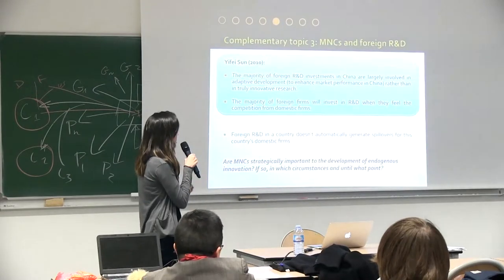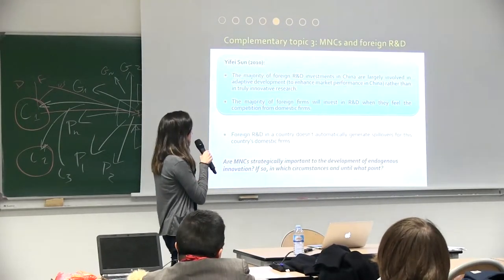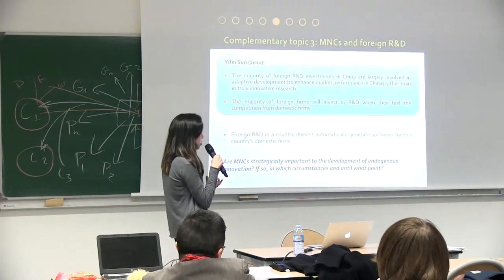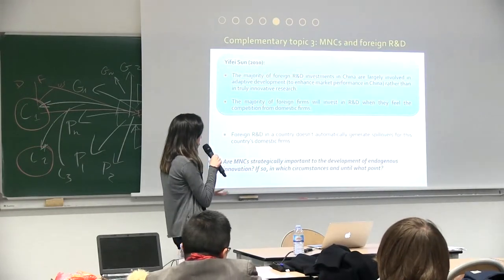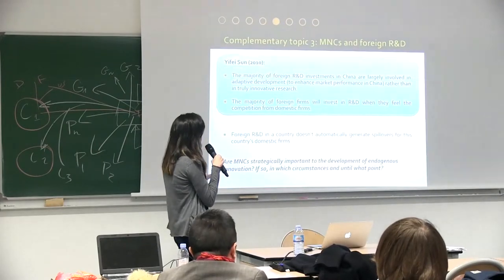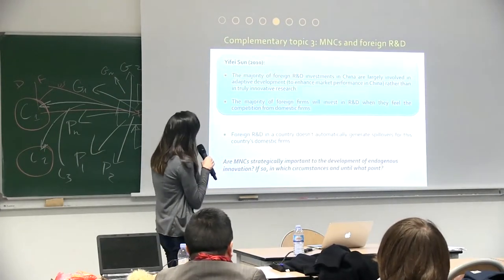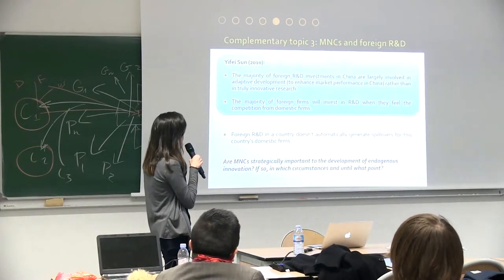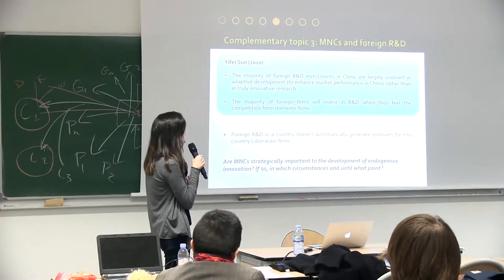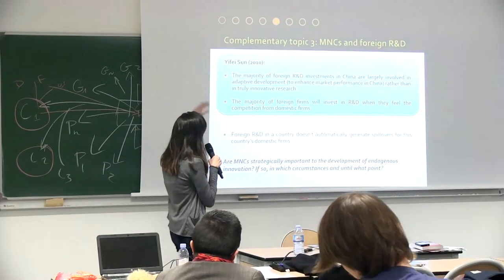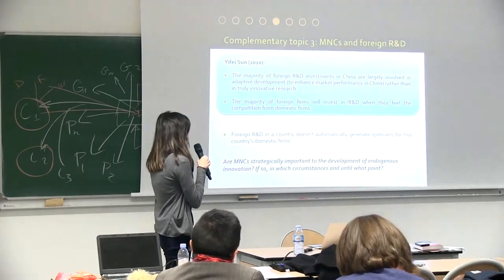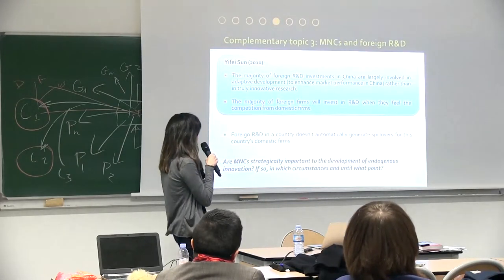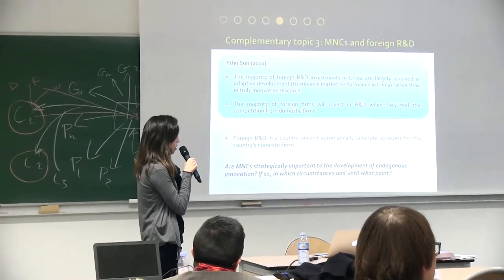Such results can bring us to the conclusion that it is more worthwhile to invest in endogenous innovation and domestic firms than to depend on multinational companies' foreign R&D. This is actually not an empirical result, but most scholars say that foreign R&D in a country doesn't automatically generate spillovers for the country's domestic firms. So putting these three points together, we might ask: are multinational companies strategically important to the development of endogenous innovation? And if so, in which circumstances and until what point?